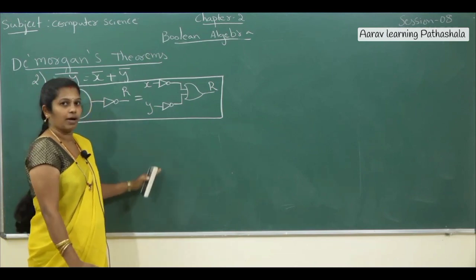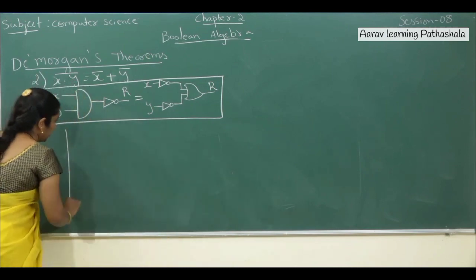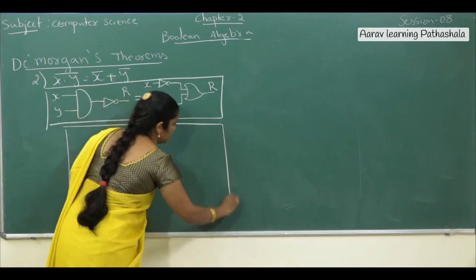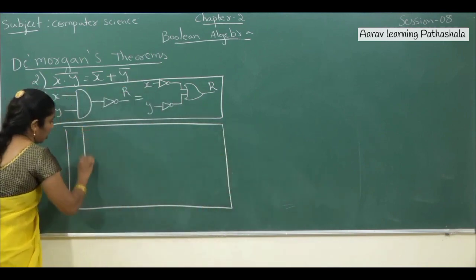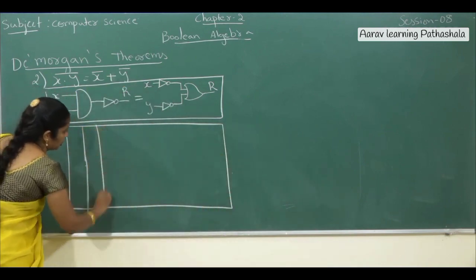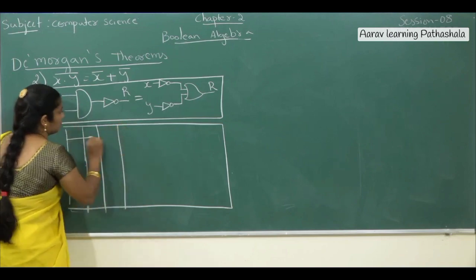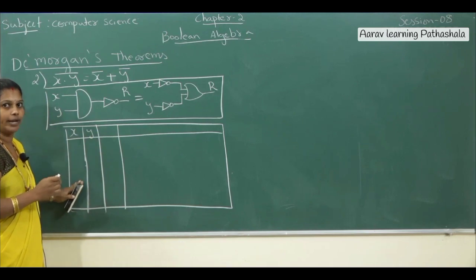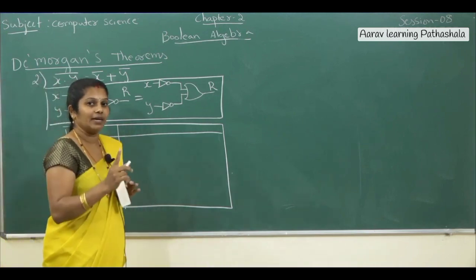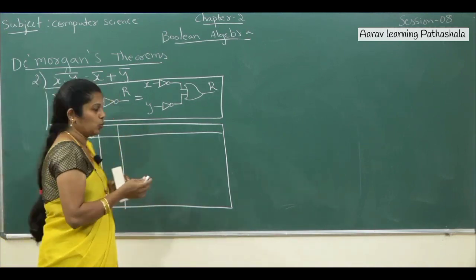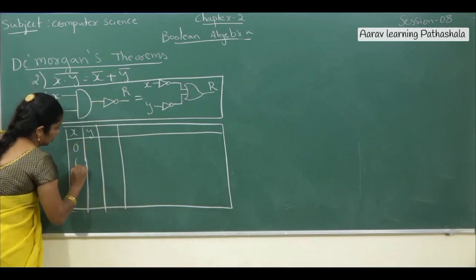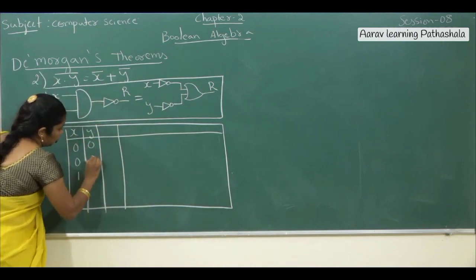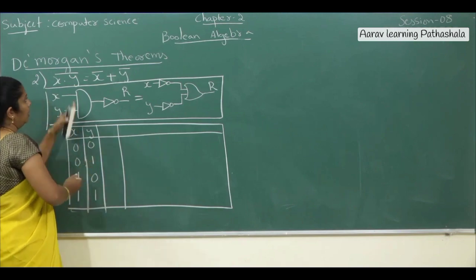Next we will prove this by using the truth table. In the truth table, the way we explained the first one, in the same pattern here also we will explain. How many variables here do we have? Totally 2 variables, that is x and y. How many combinations will we get? 4 combinations. If you have 3 variables, 8 combinations you will get. Then 2 zeros, 2 ones, 0 1, 0 1.